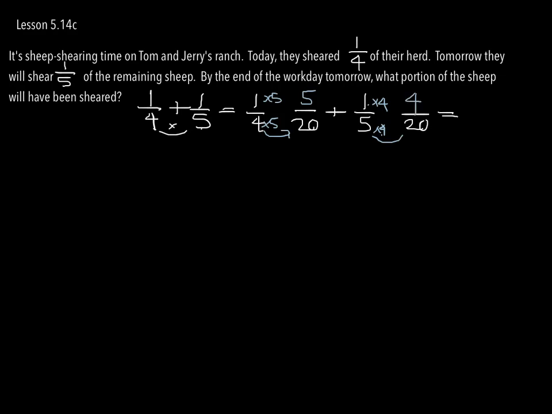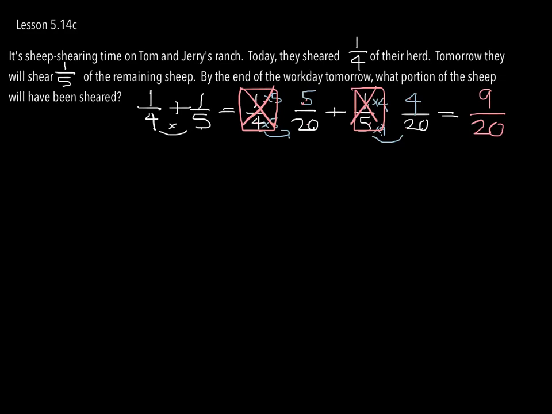Now, boys and girls, now that we've translated these, we can get rid of these, because they were speaking different languages. Now, I can add 5/20ths and 4/20ths. We know that our denominator is going to be 20ths because that's the language we're speaking. Now we're going to add 5 plus 4, and we're going to get 9. So 9/20ths of the herd will have been sheared by tomorrow.